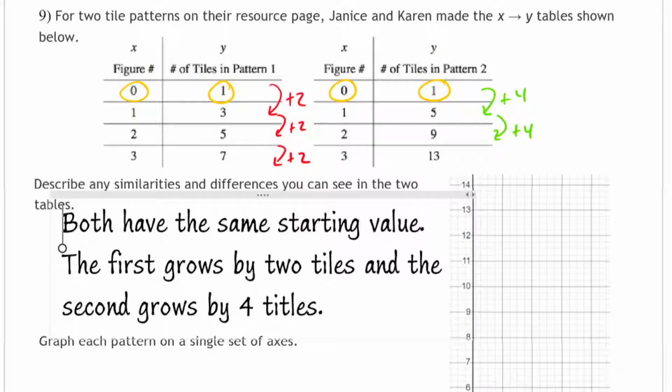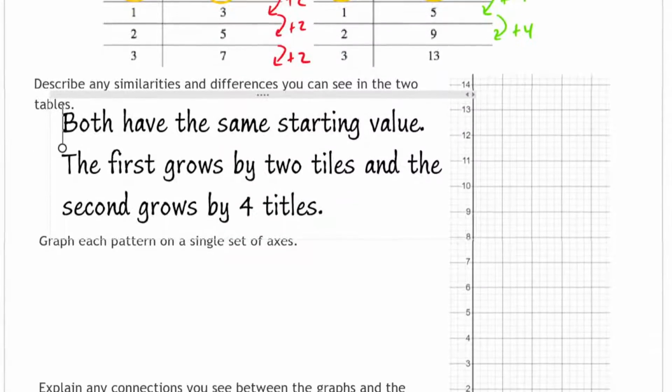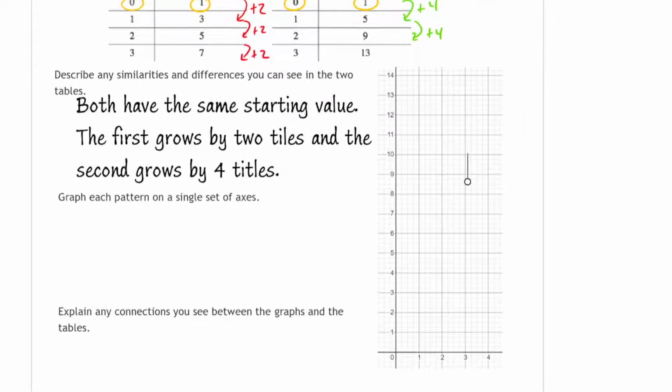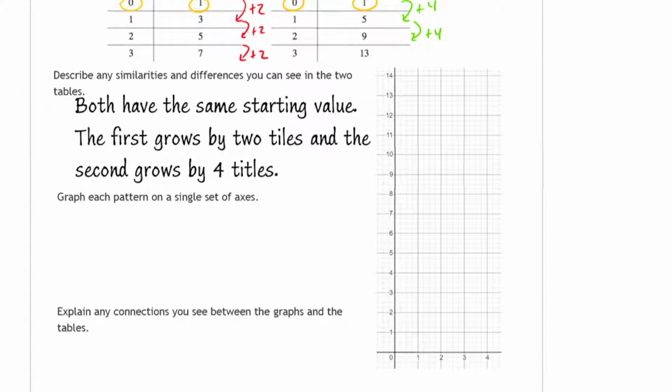The next thing we were asked to do was, what does it say? It says, graph each tile pattern on a single set of axes. So we were provided with this XY plot. I guess I'll use red for the first one. It started at 0, 1, and it went up by 2 tiles. So the next one would be at 3, and then at 2 it went to here, and 4 it went to here.